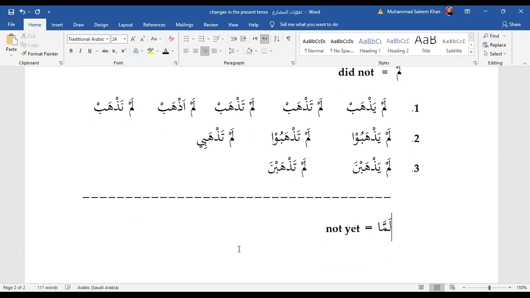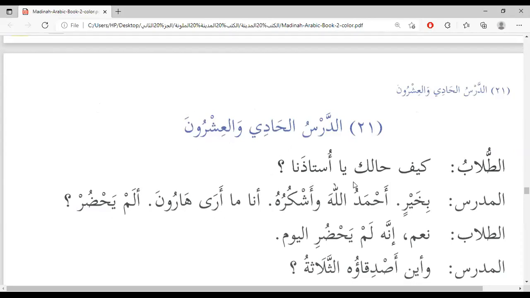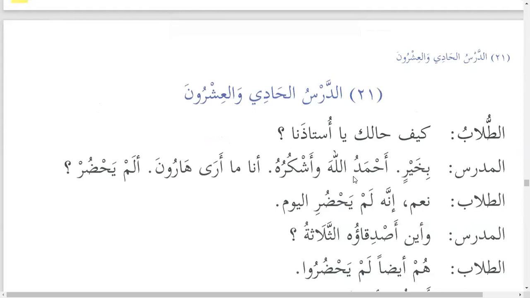And we discussed this yesterday in detail as well. So today, inshallah, we can start our lesson, which is lesson number 21. الدرس الحادي والعشرون. So lesson number 21.